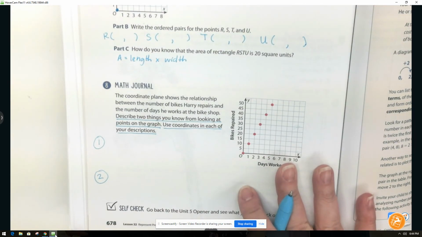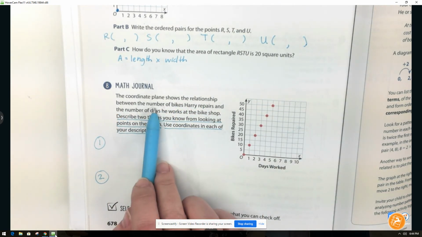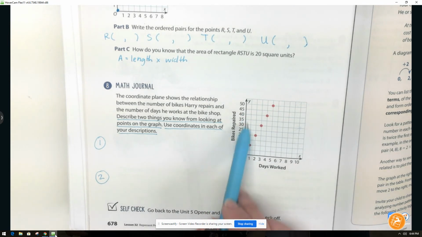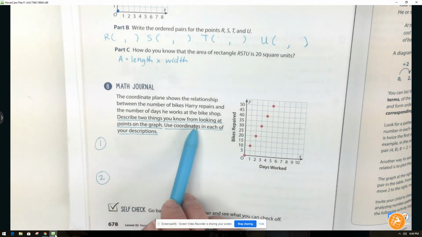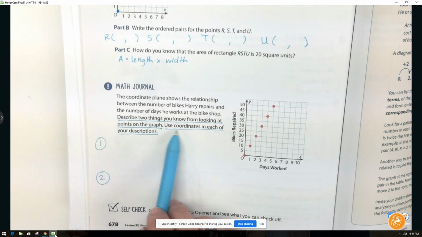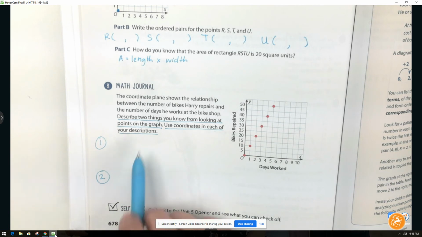And then finally, for number 8, the coordinate plane shows the relationship between the number of bikes Harry repairs and the number of days he works at the bike shop. Describe 2 things you know from looking at the points on the graph. Use coordinates in each of your descriptions. So you're going to show me 2 things you know.